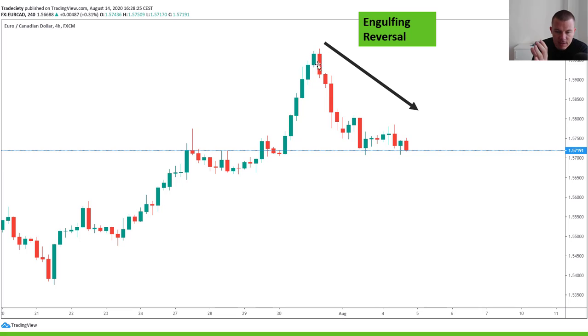This red candle completely engulfs the previous bullish candle. And when you look through the whole uptrend, you cannot see any candle that is as big as this. The last time was here at the very start of this uptrend, where the uptrend had not even really started.